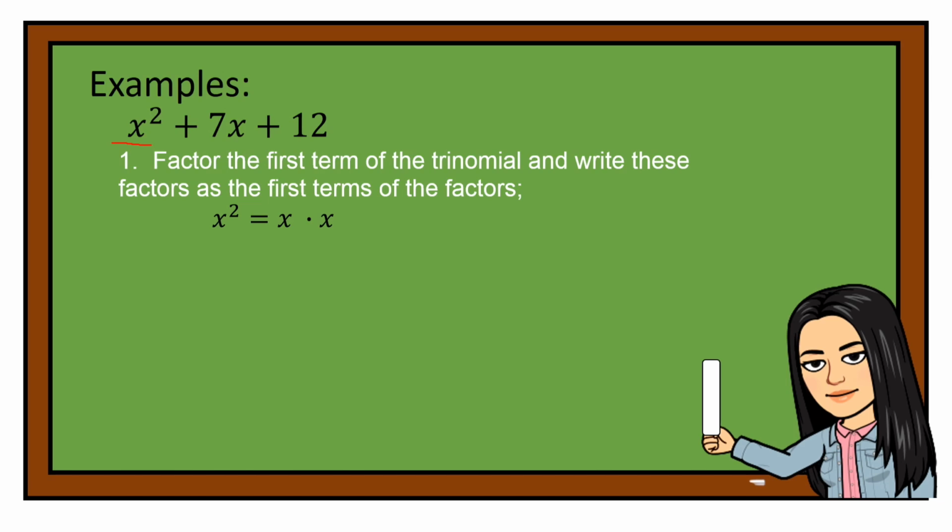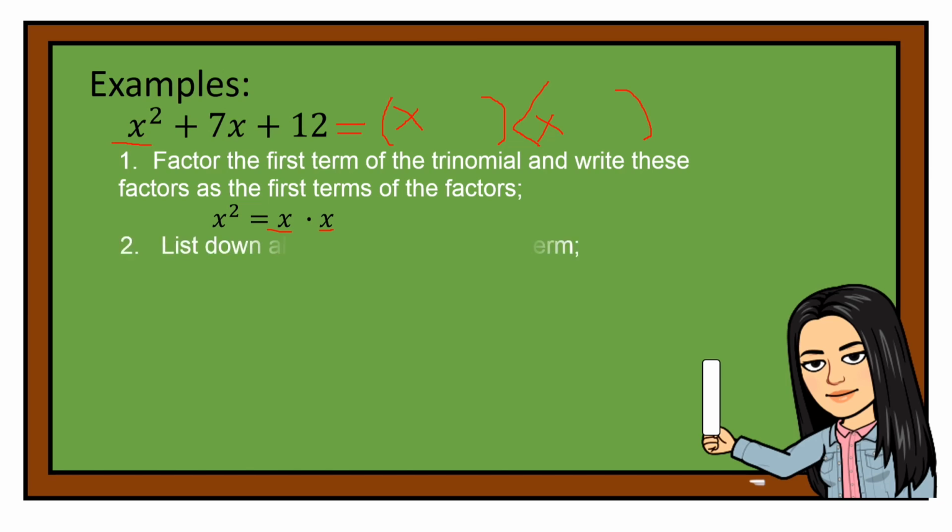So sundin natin yung first step. Let us put an equal sign here. And then, ang magiging factor daw natin ay dalawang binomial. So let us put 2 parentheses. Okay? And then, since x squared are factored out as x times x, let us put these x's into the first terms of each binomial.